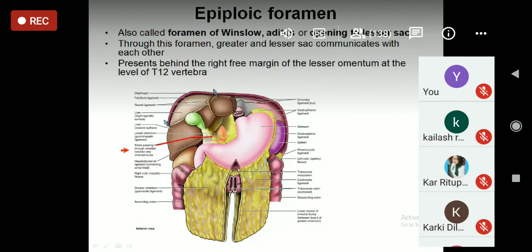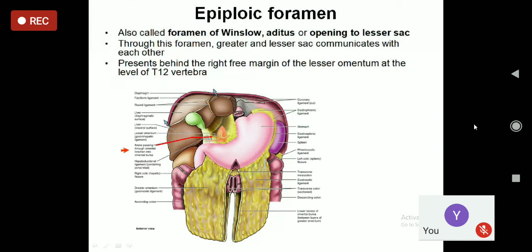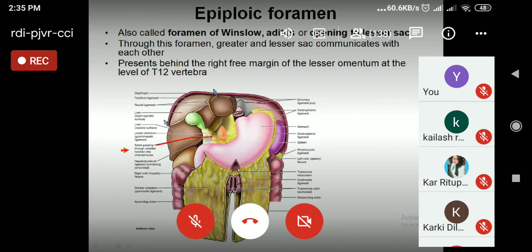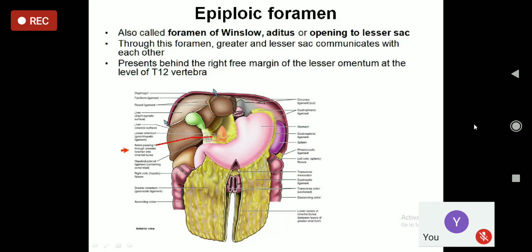Yes, ma'am. Okay. So today I discussed only the introductory part of the peritoneum: the folds, the ligaments, the terminology, greater sac, and lesser sac.